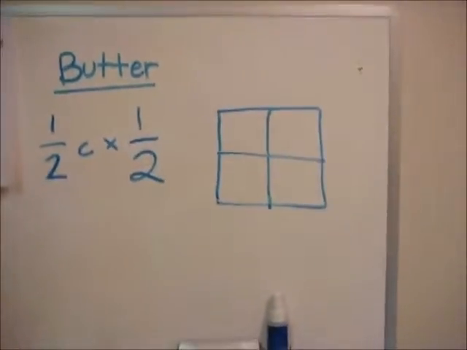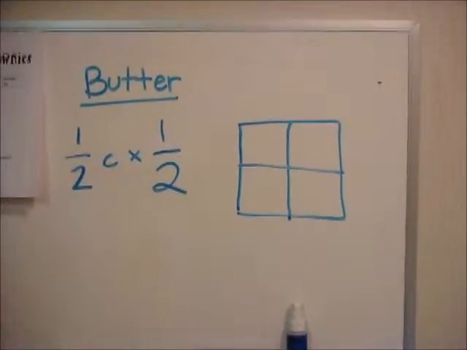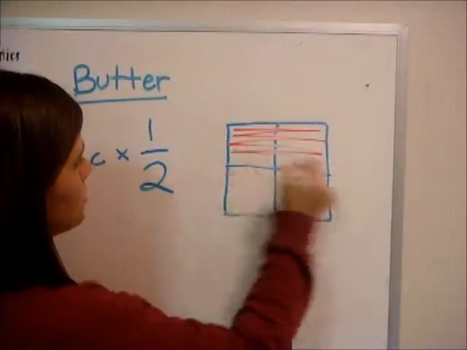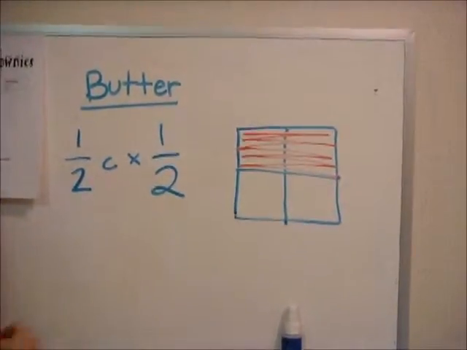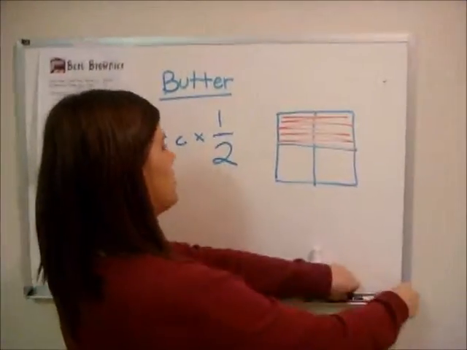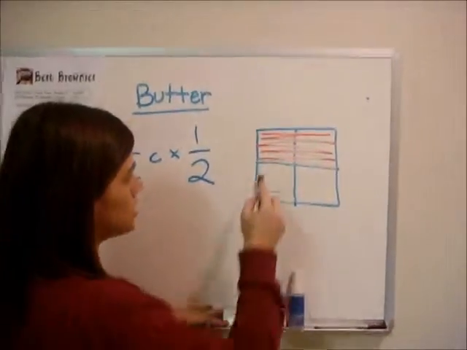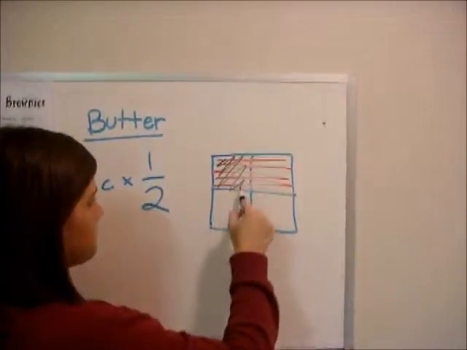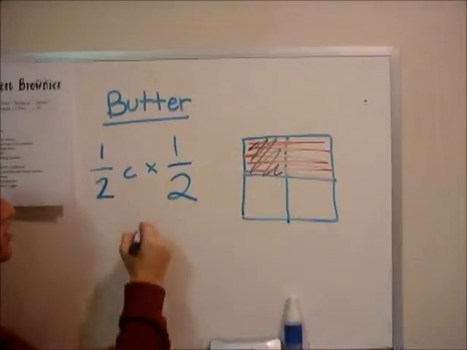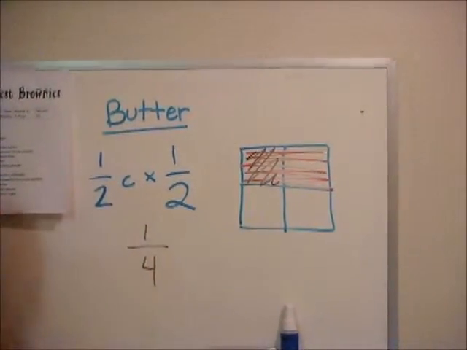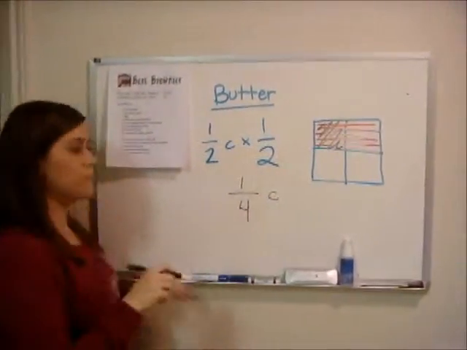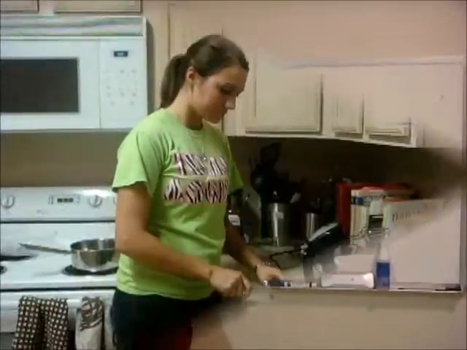Okay, so first I'm going to shade in 1/2 of my model. I can do that by shading the top row. So I shaded 1/2 of my model, and then I need 1/2 of that 1/2. So there's 2 pieces, and I'm just gonna shade in one of them. The total fraction that I have double shaded is 1 out of 4. So 1/2 times 1/2 is 1/4 cup of butter that we need in our new recipe.